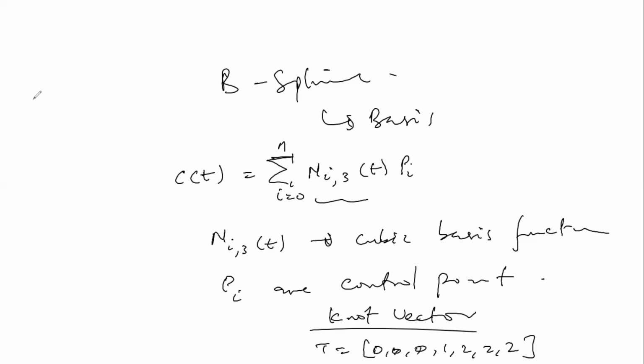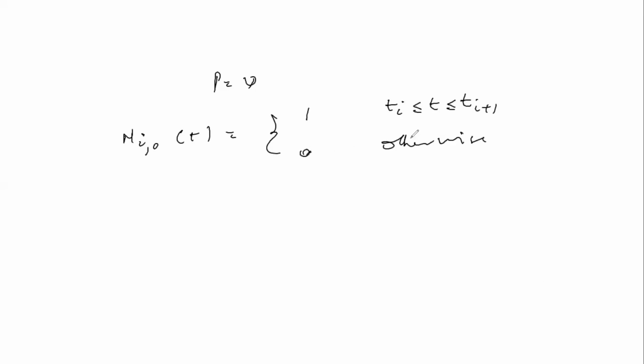So when we consider the polynomial of degree 0, let's say p is the same as 0, the N sub i of 0 of t will be the same as 1, such that t sub i is less than or equal to t, less than t sub i plus 1, and then it is 0 otherwise, okay?